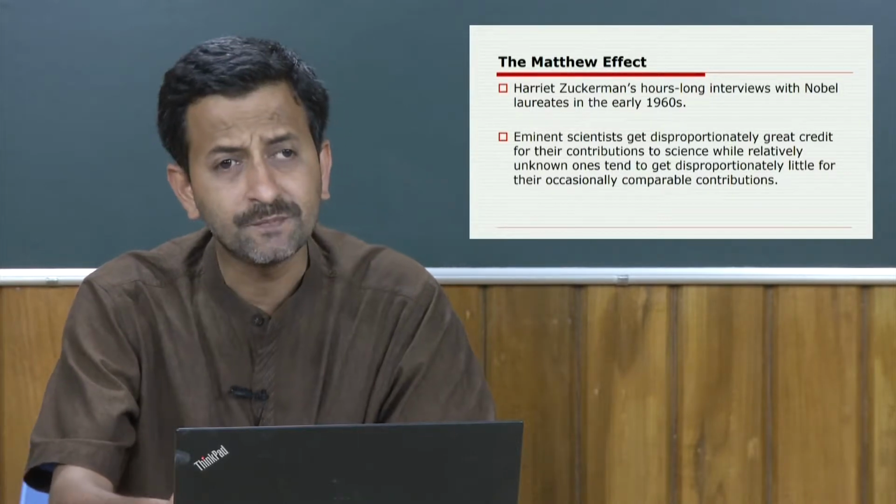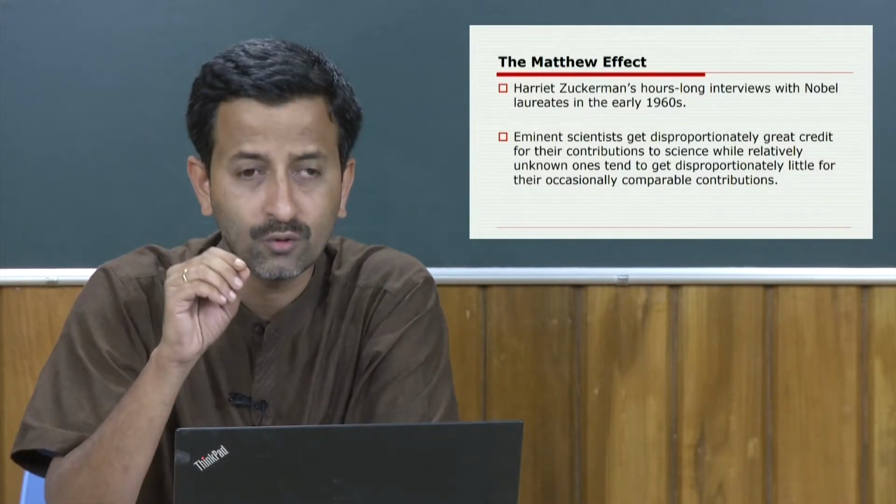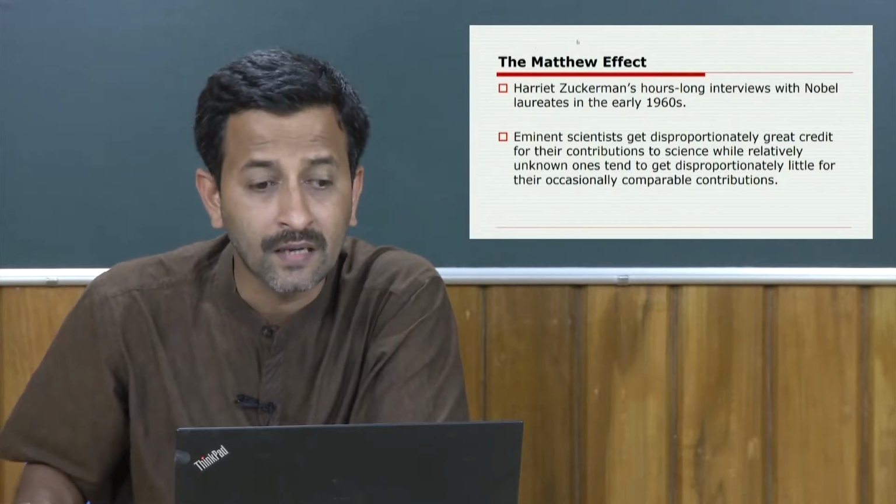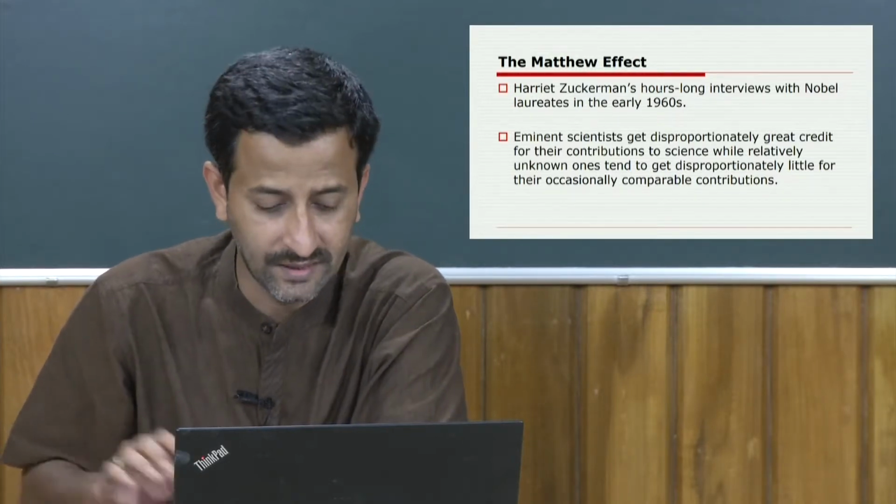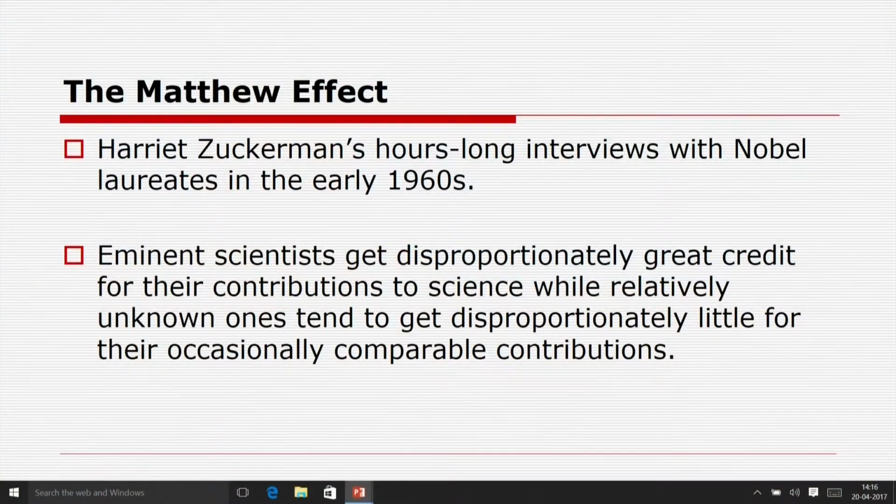Let us begin by noting a theme that runs through Harriet Zuckerman's hours-long interviews with Nobel laureates in the early 1960s. As we have already discussed, Harriet Zuckerman was a collaborator of Robert Merton. Merton banked on Zuckerman's interviews with Nobel laureates to locate, to posit inequalities in science.